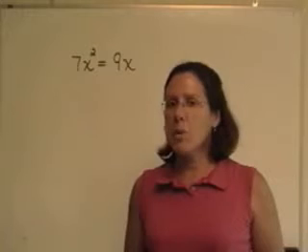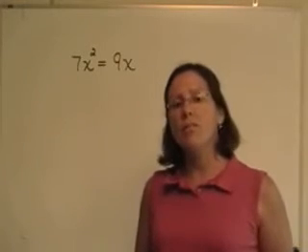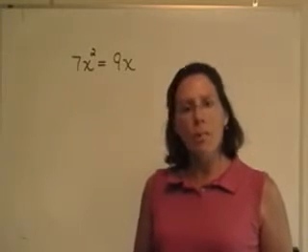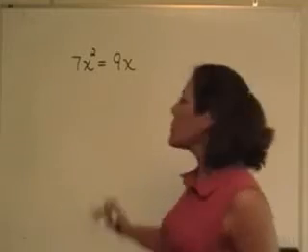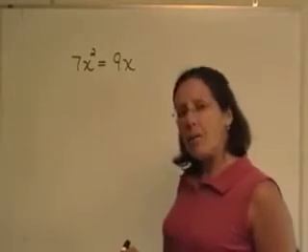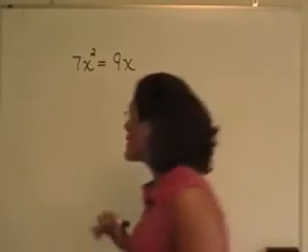If I ask you to solve an equation, and the equation is not set up where all the terms are on one side and 0 is on the other, you need to make that happen. You can't use the zero product rule unless you have 0 on one side. In this problem, I've got 7x squared equals 9x. I'm going to subtract 9x from both sides so that I have 0 on the right and all the terms on the left.